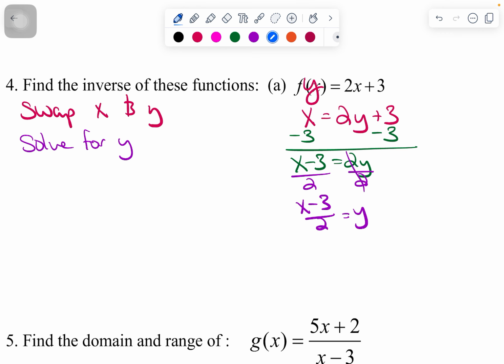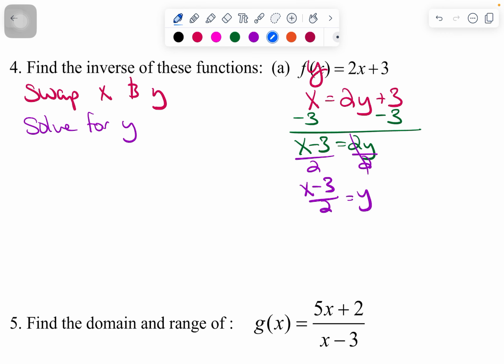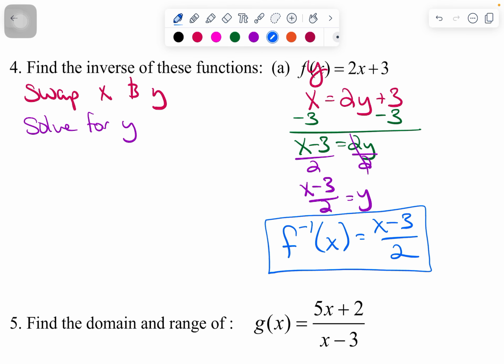And then the last piece is the function reset. The original function here was f of x. So let's go ahead and write f inverse of x is equal to x minus 3 all over 2. That is the inverse for part A. All right, I'm going to go ahead and slide on over to part B here.